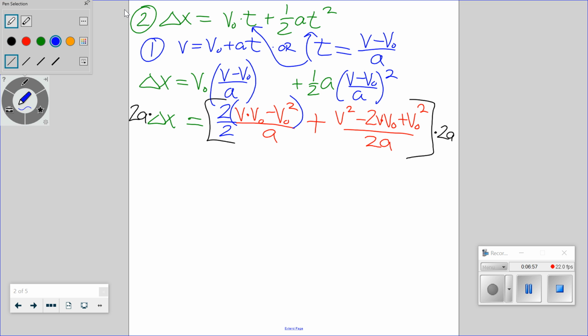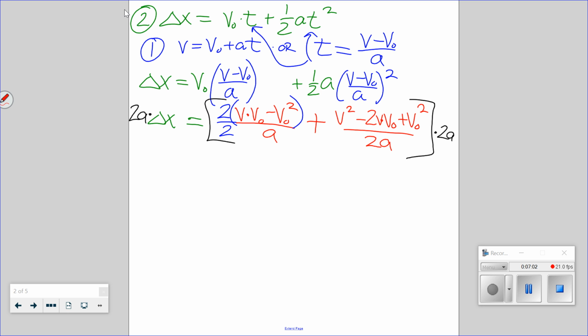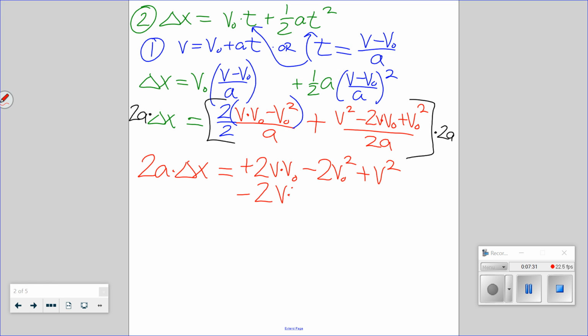Well, let's do red. I have 2a times delta x on the left side. Oh my word. Okay. I have plus 2v times v0. And then I have minus 2v0 squared. I had to distribute my 2. Okay. I've got a plus v squared. Oh, we're going too long. And I have a minus, maybe I did that on purpose. We have minus 2v times v0. And we have a plus v0 squared.